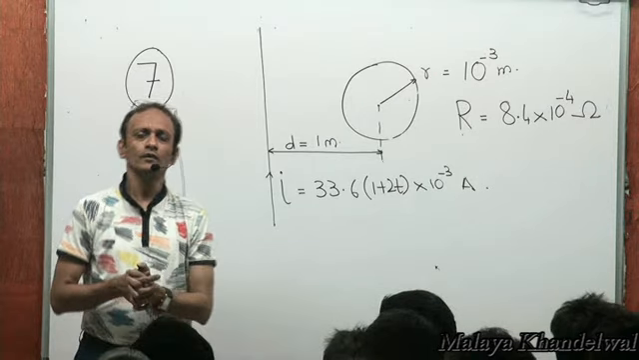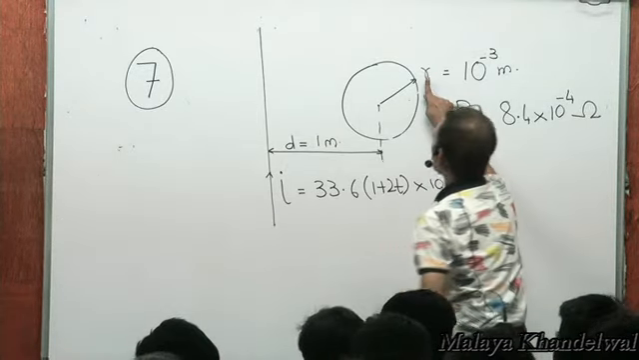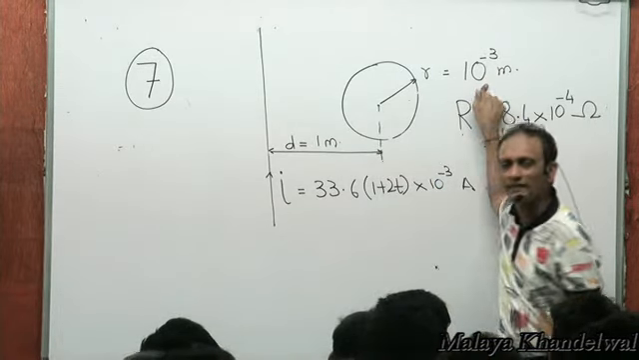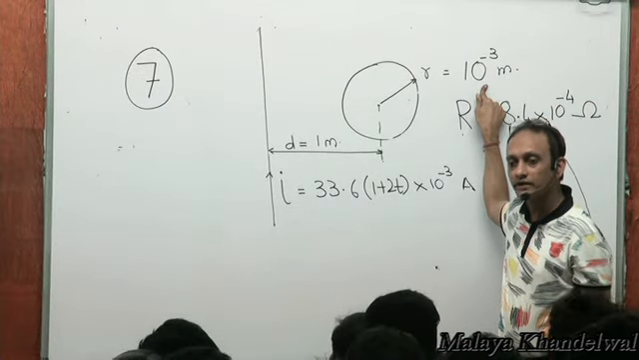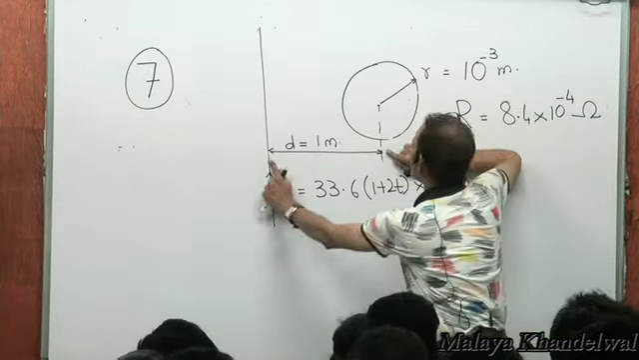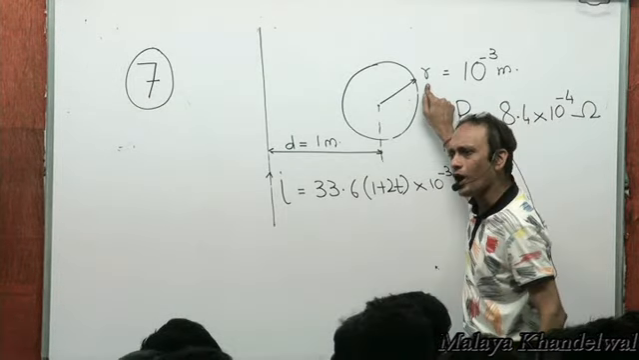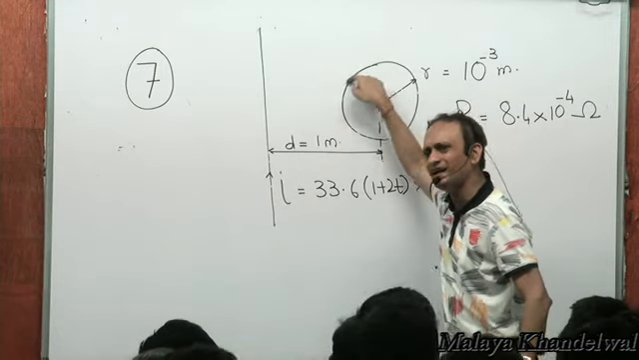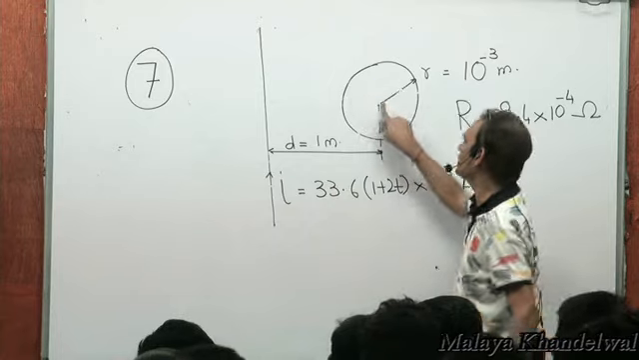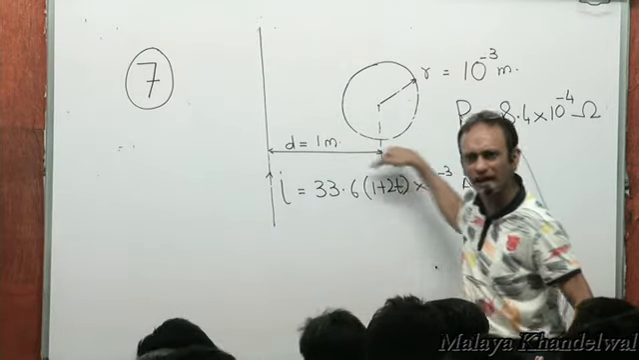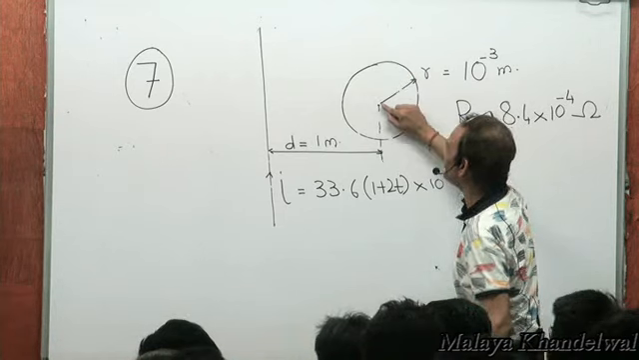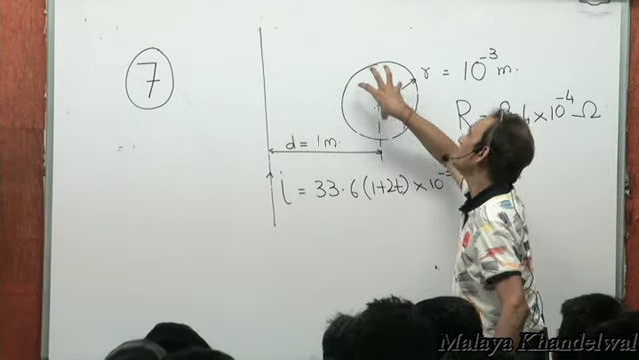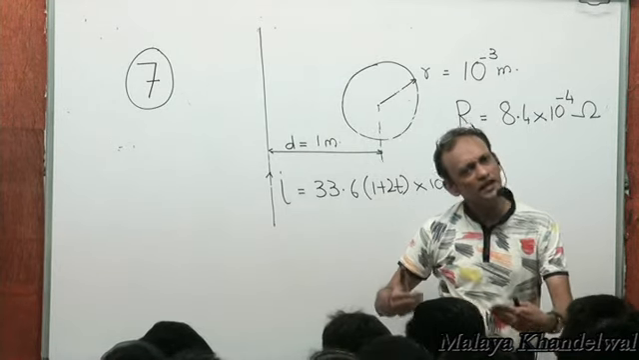Now realize that this distance is 1 meter, and the radius of this loop is 1,000th of a meter, right? That means compared to this distance, this is really small, and this could be imagined almost to be a region of uniform magnetic field, because this area is really small. The radius of this loop is really small compared to d, right? So the magnetic field at the center of the loop is practically the magnetic field everywhere in this loop. So that's a good enough approximation.